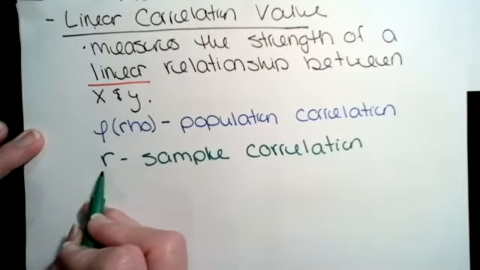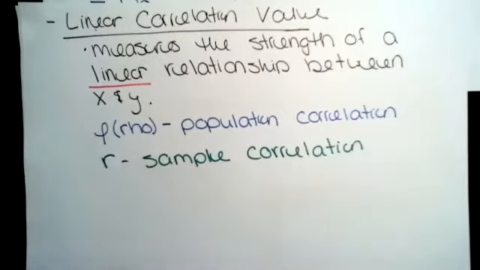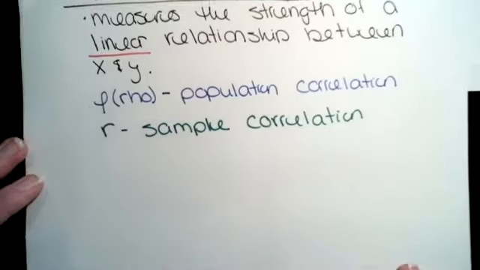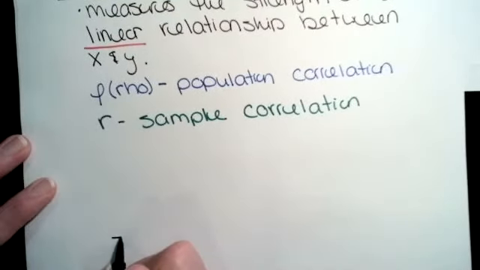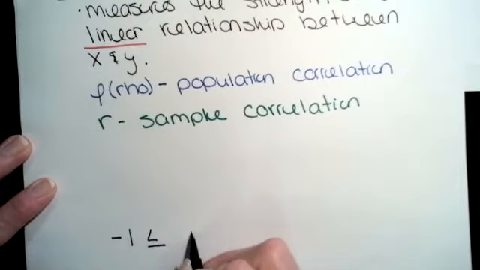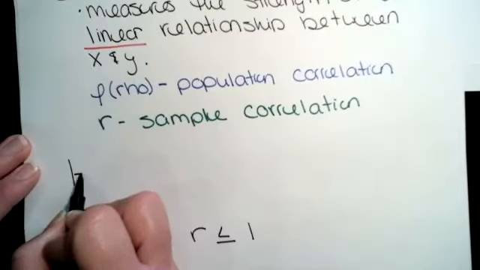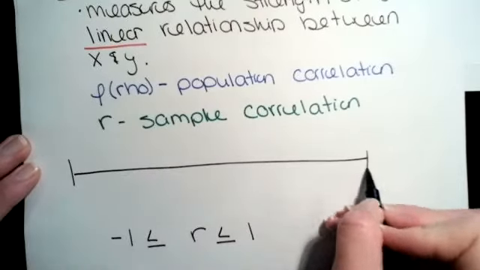We're going to use R most of the time. We will see that almost all of the time because we're almost always studying a sample. So I want to show you a few things. First of all, R is between -1 and +1. So -1 is less than or equal to R, which is less than or equal to +1. I'm going to write out the scale so you know what these mean.